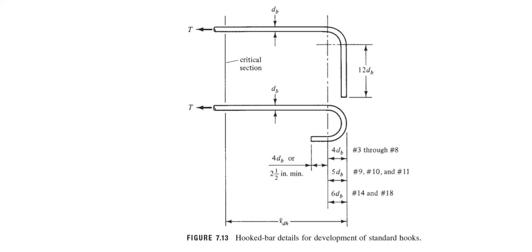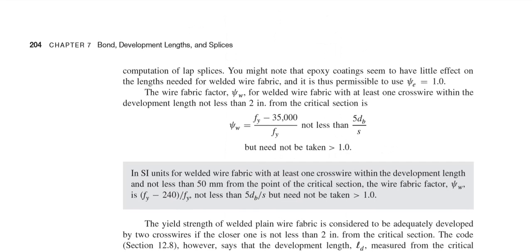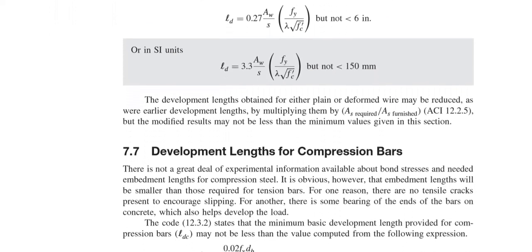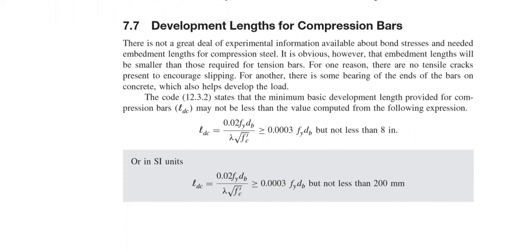Next, I will go to development length for compression. So for compression, a different equation applies, not the equation that we saw for tension. So for development length for compression, we use this equation, which is called LDC. C means compression, L means length, D means development. So similar equation, but this or this, whatever is larger, but not less than 8 inch. For hook it was 6 inch, and for compression it is 8 inch.